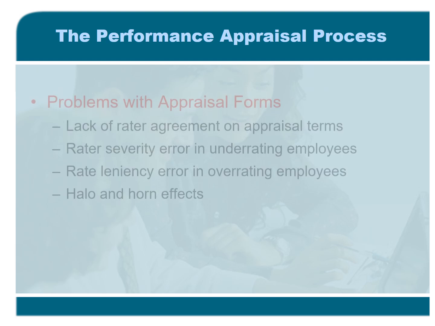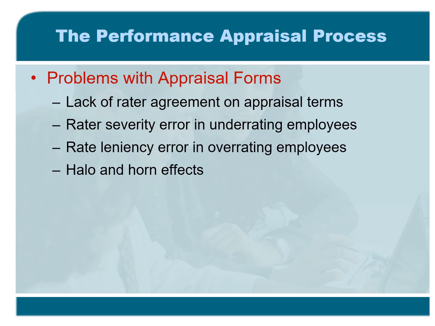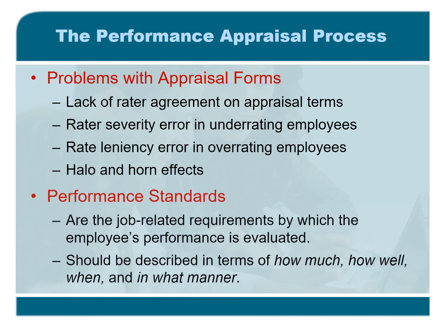The whole process starts with the performance appraisal form. And the problem with appraisal forms is the person rating sometimes doesn't quite agree on the items or the terms. The rater severity error in underrating employees. The rating of leniency in overrating employees. And then we have what's called the halo and the horn effects. Pretty much whether you like them or you don't like them.